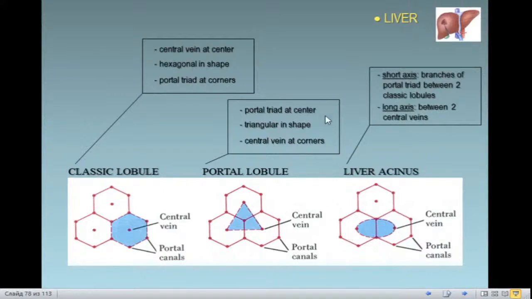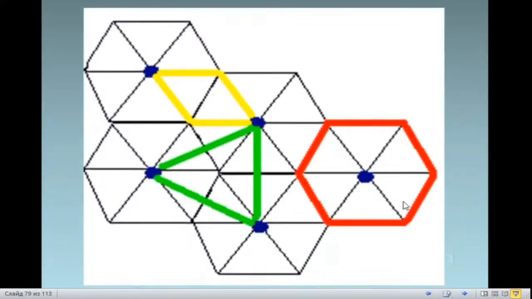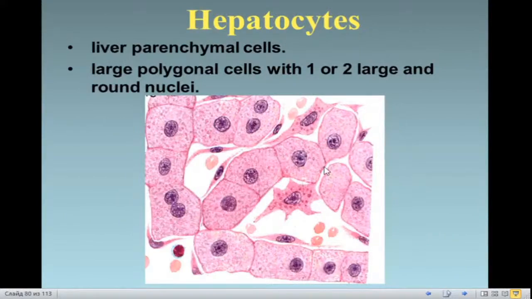So all of these three are responsible for different functions. Classic lobule is purification of blood. Portal lobule is the production of bile, and acinus is all together. So three morphofunctional units of the liver should be named by you on the exam. This is the image of hepatocytes.